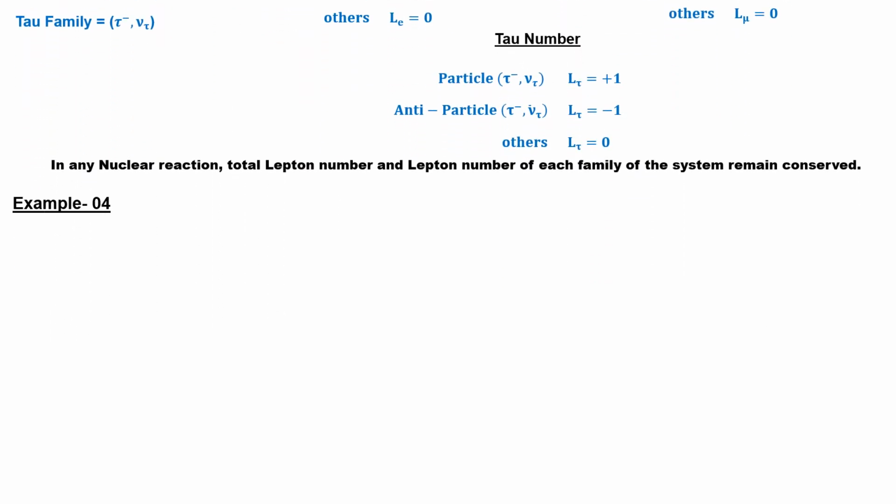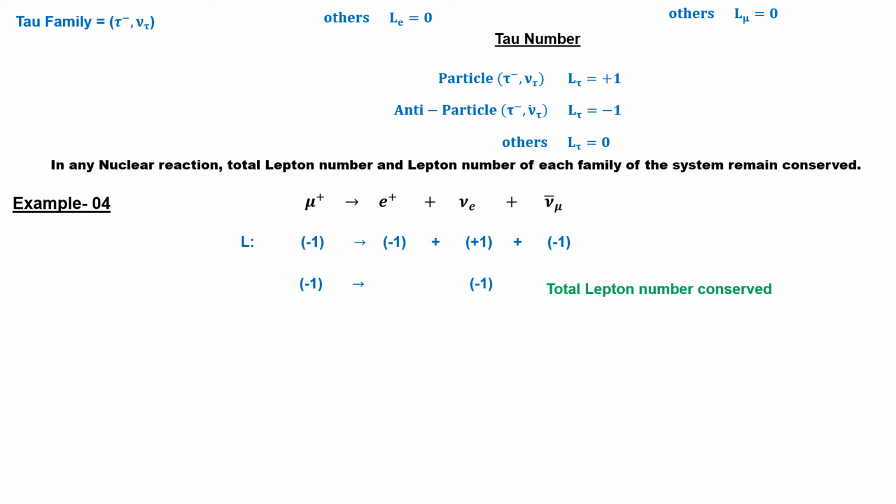Let us understand this with an example, such as muon decays to positron, electron neutrino, and anti-muon neutrino. In this reaction, neutrino is a lepton particle, so its lepton number will be +1, while muon, positron, and antineutrino are anti-lepton particles, so their lepton number will be -1. In this way, the total lepton number is conserved in this reaction.